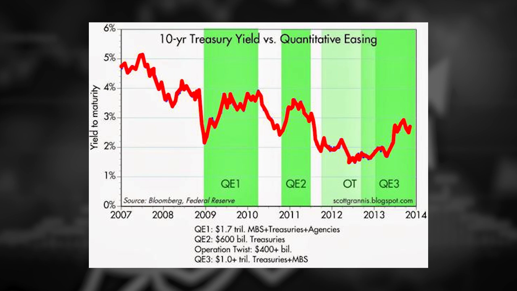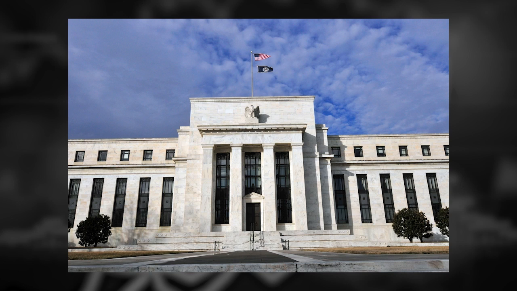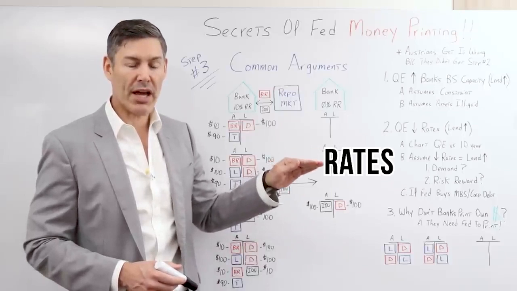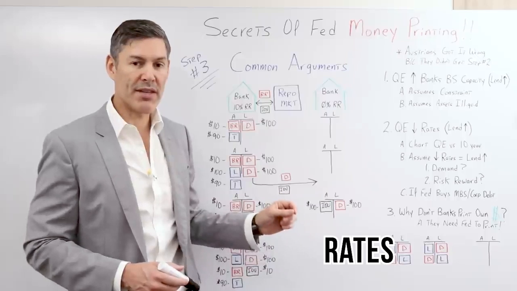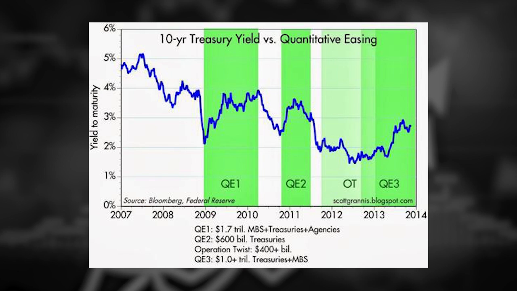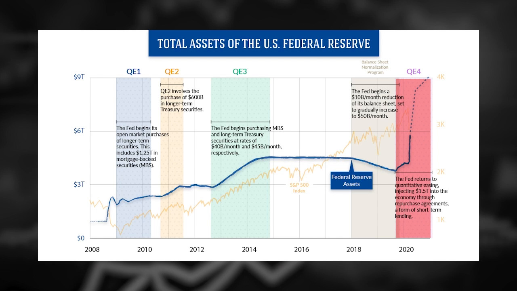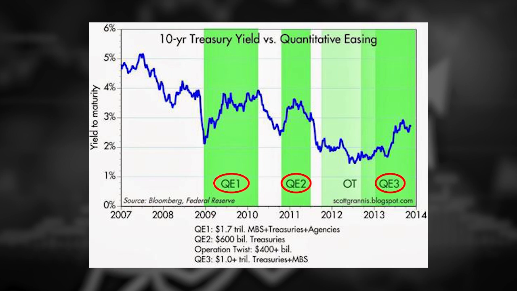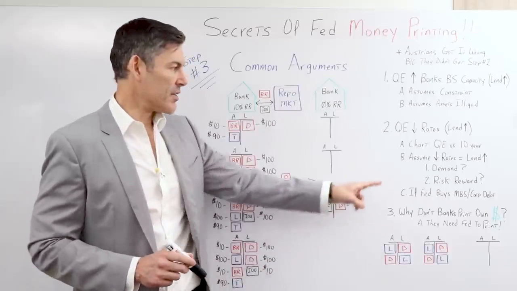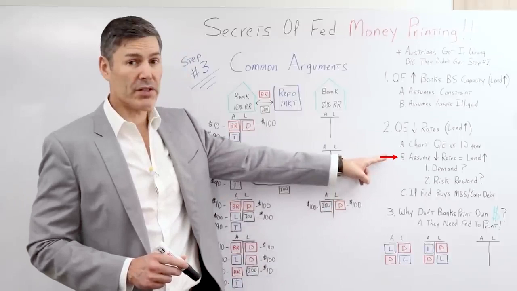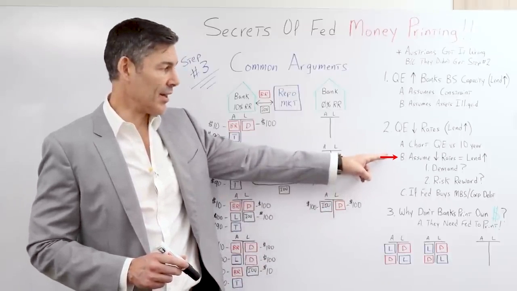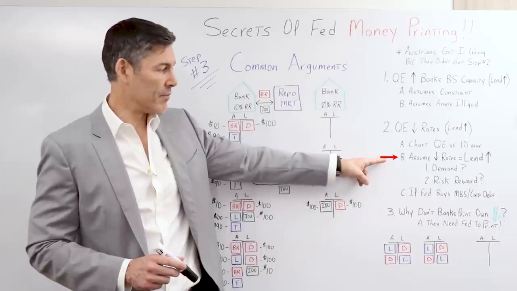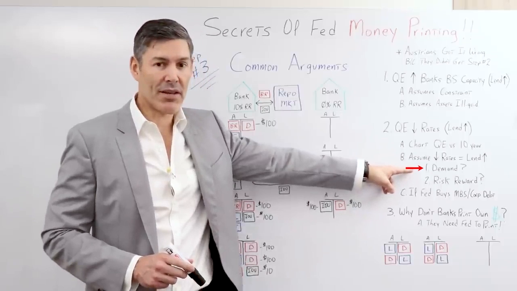In other words, what most people assume is when the Fed does quantitative easing, rates actually go down. But what we can see in the past through QE 1, 2, 3, and even during the COVID crisis is when the Fed increased their quantitative easing, interest rates actually went up, not down. Another problem with this argument is it assumes that if interest rates go down, lending always goes up. And this isn't necessarily the case.